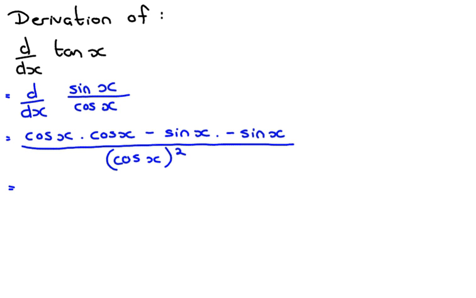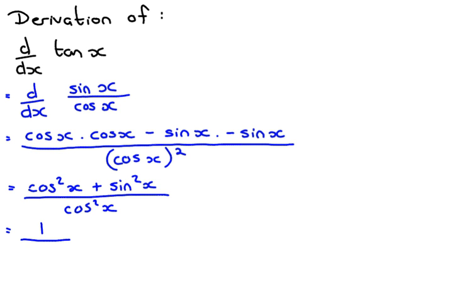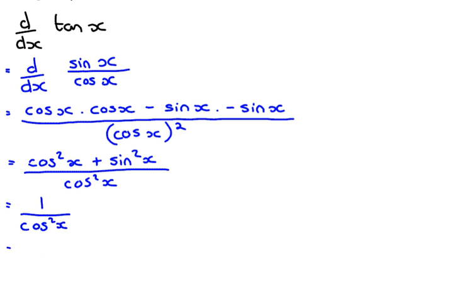So that gives me cos x times cos x is cos squared x. Negative and negative is a positive, plus sine squared x, over cos squared x. Now we know that cos squared x plus sine squared x is our square identity, which is just 1. So we've got 1 over cos squared x, which gives us our reciprocal trig function, sec squared x. So the derivative of tan x is sec squared x.